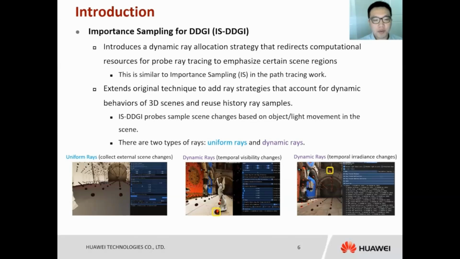There are two types of rays. One is uniform rays, to collect the external scene changes, and the other is dynamic rays, as highlighted in these yellow boxes, to collect the scene changes based on the temporal visibility from object movements or temporal irradiance changes from light movements.